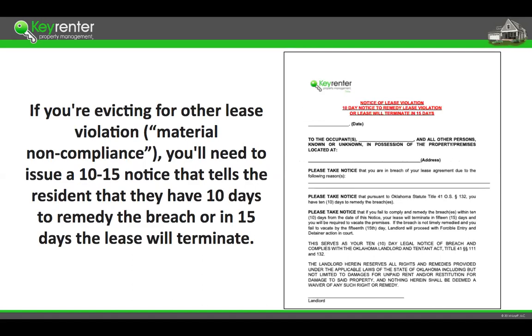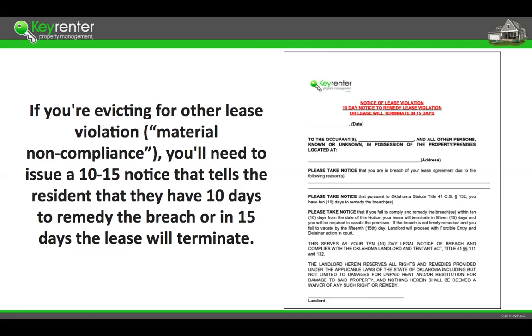If you're evicting for other lease violation, which according to the Landlord-Tenant Act is called material non-compliance, you'll need to issue a 1015 notice. The 1015 notice tells the resident that they have 10 days to remedy the breach, or in 15 days the lease will terminate. Of course, in the scenario where the lease is going to terminate because they have not remedied the breach that you've identified as the landlord, you can imagine that the person is not going to just say, "Oh, the lease is up in 15 days, perfect, I'm moving out." So generally speaking, you will have to actually go through the forcible entry and detainer process.